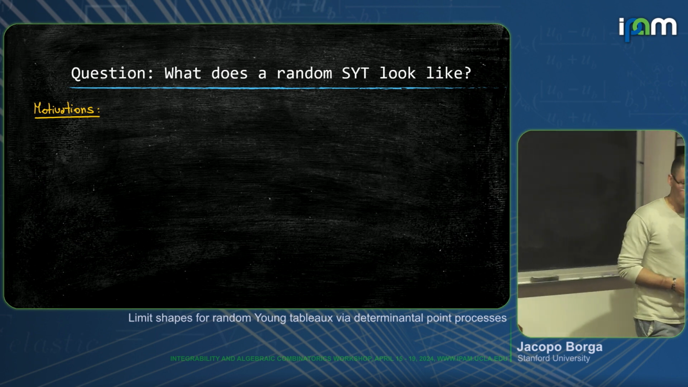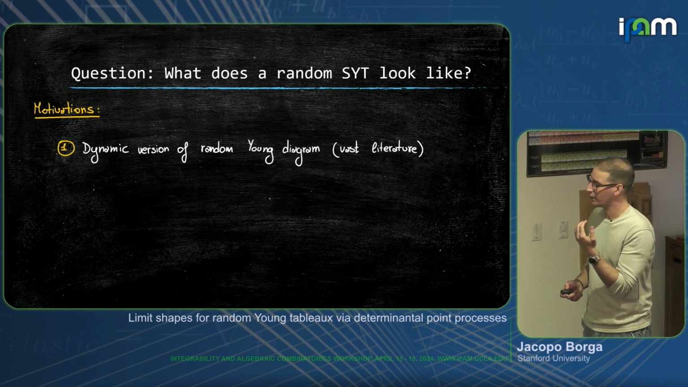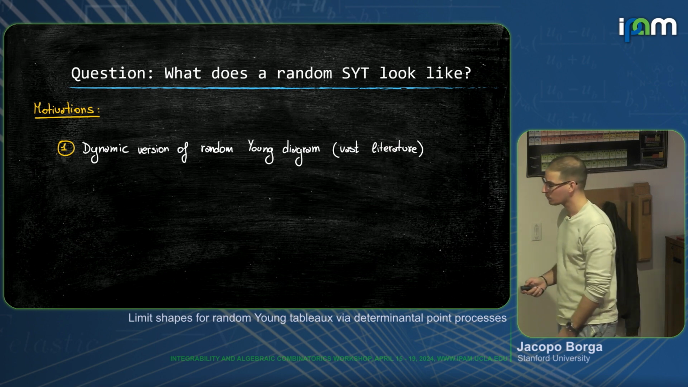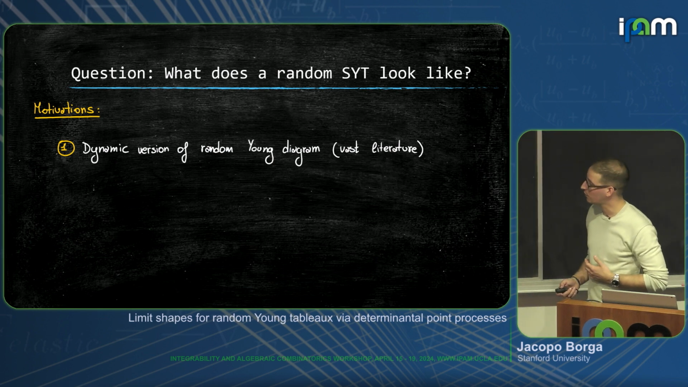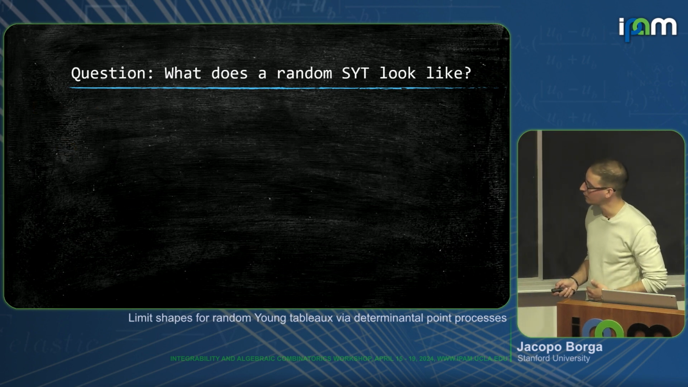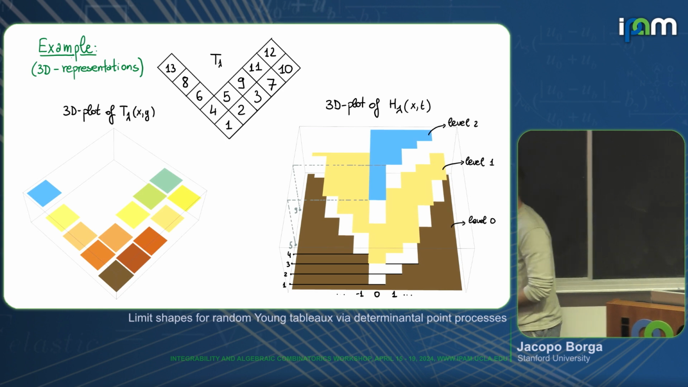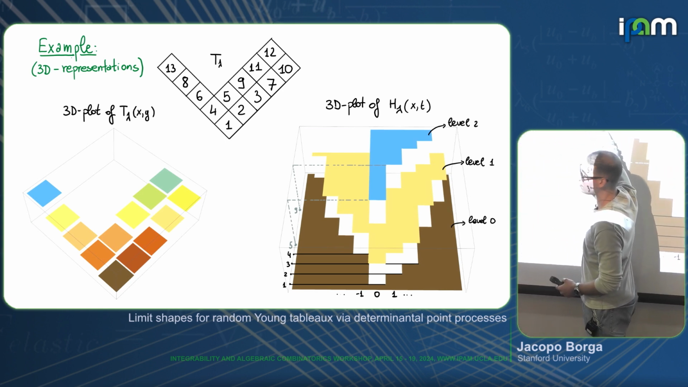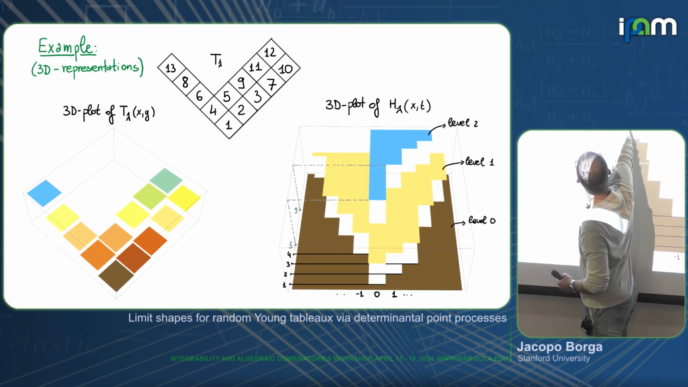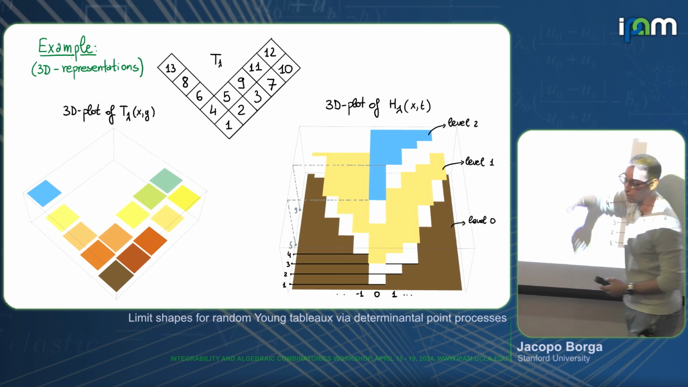But before that, why do we care about that? Here is some motivation. Young tableaux are a dynamical version of Young diagrams. You can always think that you have a sequence of diagrams that is growing, just looking at the level sets. The first diagram is this cube, the second diagram is this one, the third one is this one, the fourth one is this one, and so on.